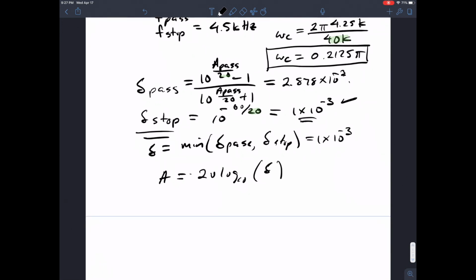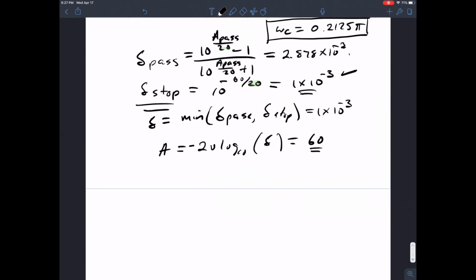Okay, probably a minus sign there too, which gives me 60. Okay, from there, it's just a matter of looking at the formulas, and I would give those on the exam. So the formula for alpha, for the case where A is equal to 60, is 0.1102 times (60 minus 8.7), which is 5.653. So there's alpha. That's done.